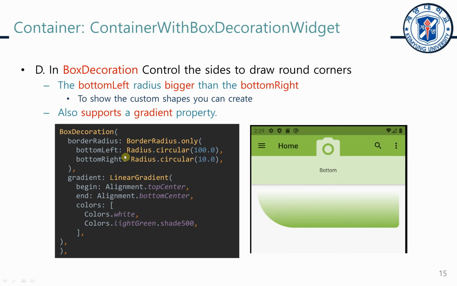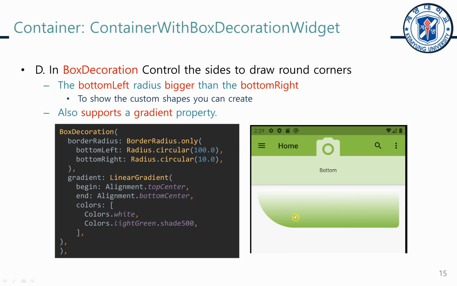And also I can add the gradient property. So the gradient property makes it like fading. Okay, so you can see that this is more darker and this is more lighter. So I want to create this container. So using the border radius and the gradient properties of box decoration, I can create a container that looks like this. So you can see that now it looks more interesting, right? So let me go ahead and create it.